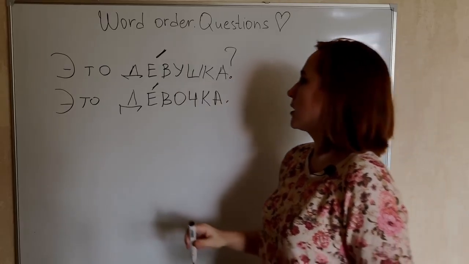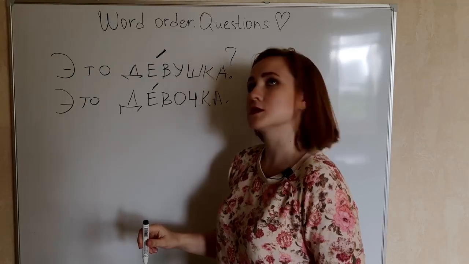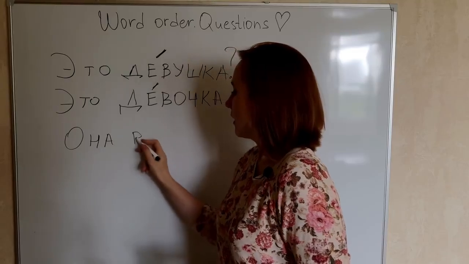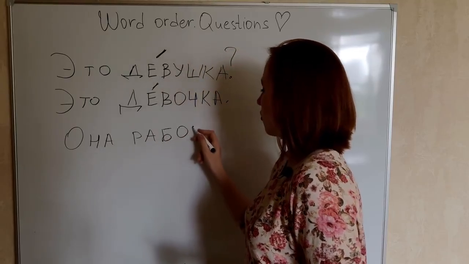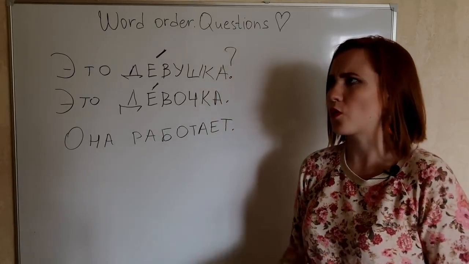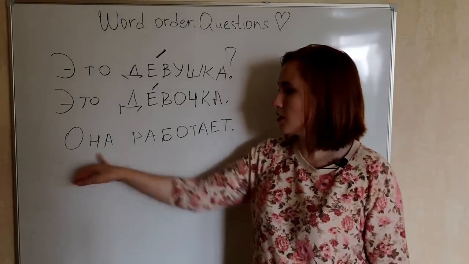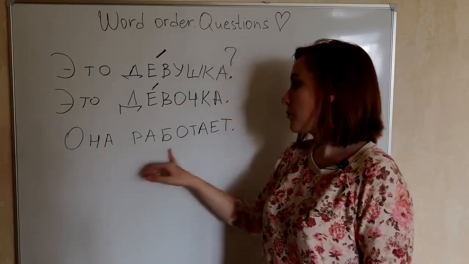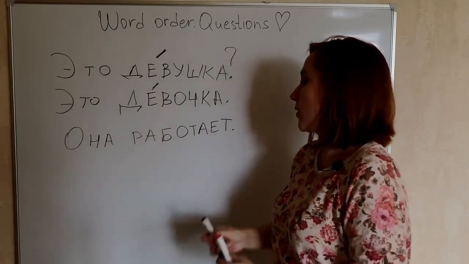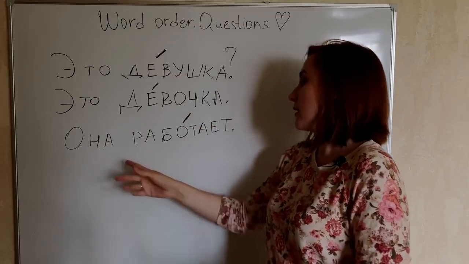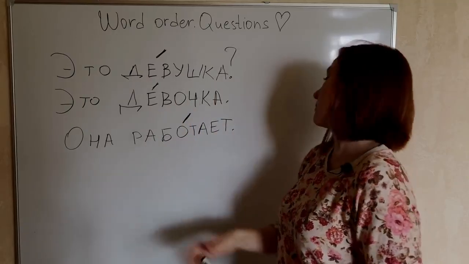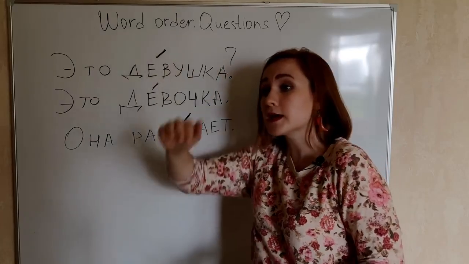Right, because the stress goes here. Okay, the next sentence about this girl. Это девушка. Она работает. I hope you remember verbs. Работать. To work. She is working. Она работает. Now turn it to a question. Она работает? Again. Она работает?